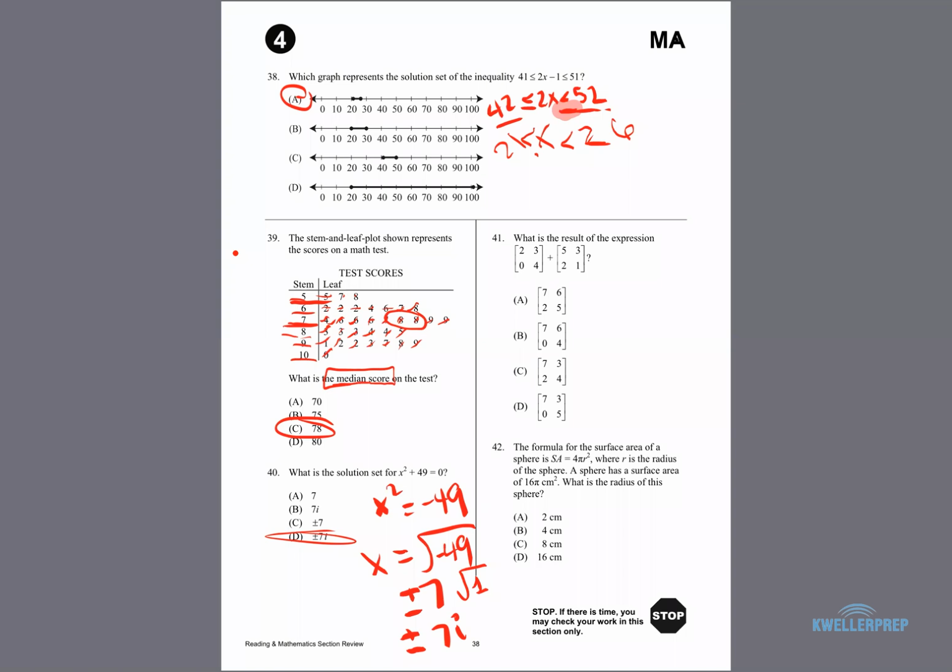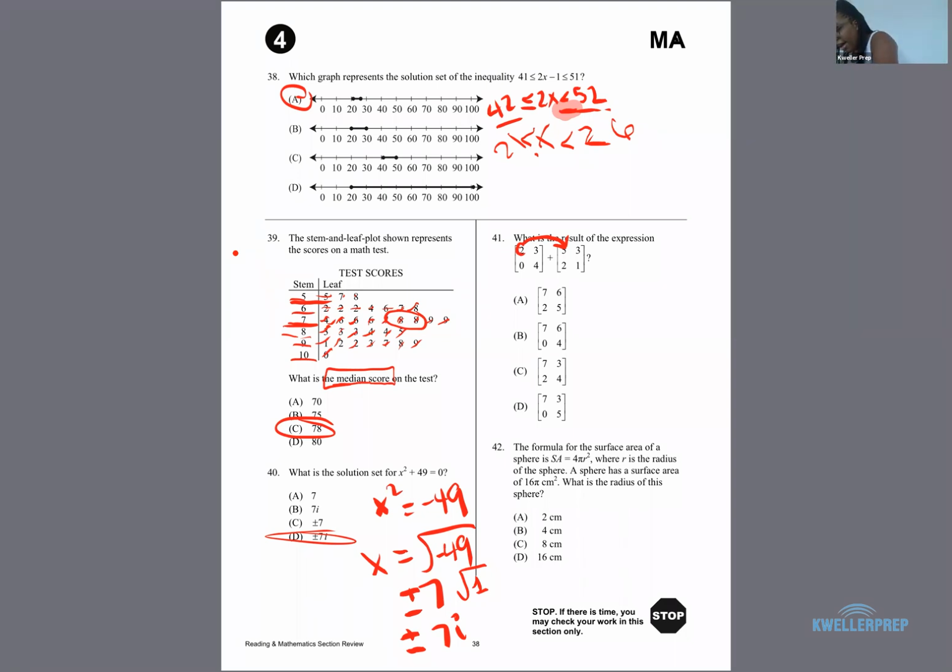Yeah. All right, awesome. 41. What is the result of the expression? Oh, okay, so these are matrices. Oftentimes you'll see most standardized tests will offer you questions with matrices. In order to add matrices, you just add together the numbers that are in the same spot on both of their respective matrices. So something like this. You would add the 2 to the 5 because they're both in the upper left-hand corner.